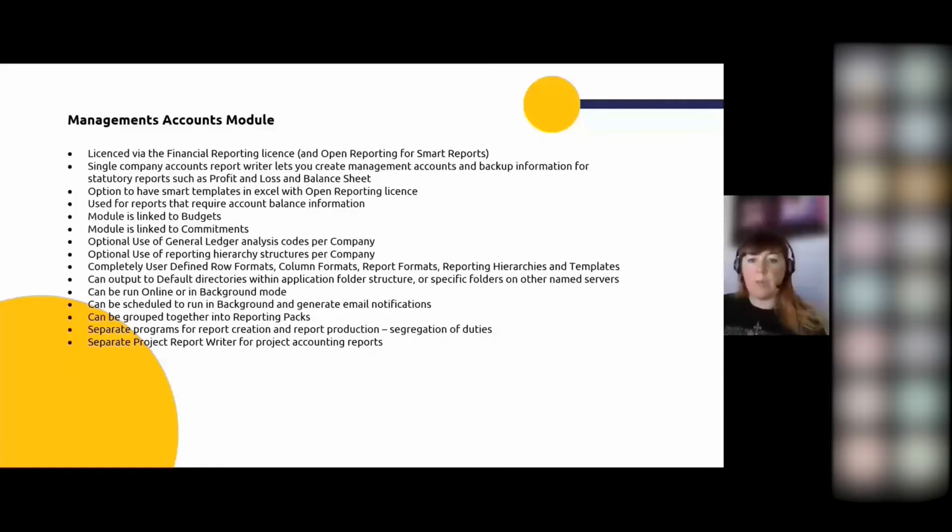The management reports output to default directories within the application folder structure, or specific folders on other named servers. The default is defined in the configuration files of the application, and this can vary from site to site depending on your support provider. For example, advanced client sites usually have their live environment mapped to an O drive, so the default output for reporting would be this folder structure. You can choose to amend where the defaults are for each of the output paths. That's templates, data files, and the final output report.